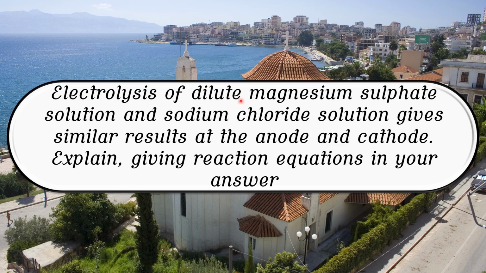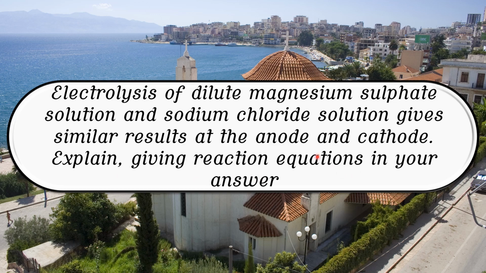Electrolysis of dilute magnesium sulfate solution and sodium chloride solution gives similar results at the anode and the cathode. Explain, giving reaction equations in your answers.